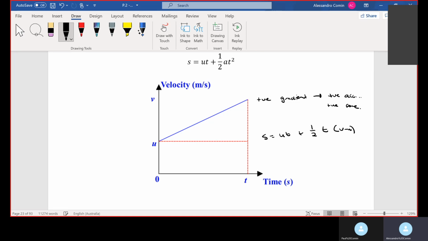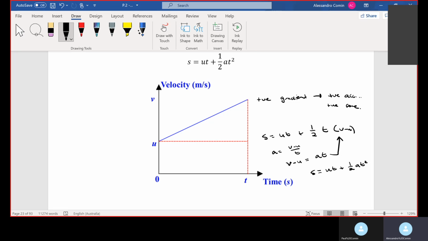But we know that acceleration is equal to v minus u on t, which is just delta v on delta t. So if I rearrange for v minus u, that's just going to equal at. So if I sub that in, I'm just going to get s is equal to ut plus half at squared. And that's how you can derive the first equation, s equals ut plus half at squared. The last formula is obviously v squared equals u squared plus 2as. But how do we actually get that?